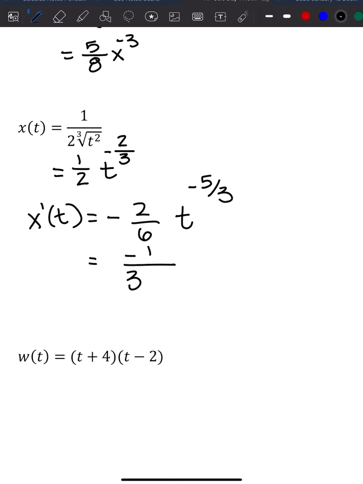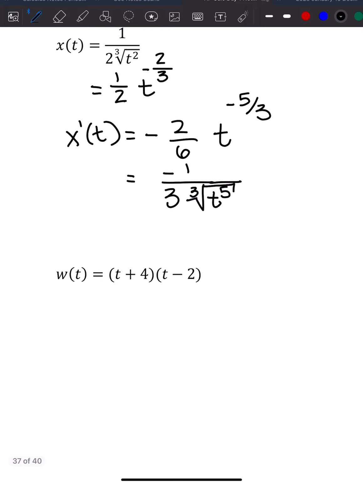I can move t to the negative 5/3 into the denominator, and I can go ahead and change it back to that root. So 3 is in the denominator, so we have the third root of t to the 5th power. So we have what it would look like in our other version.